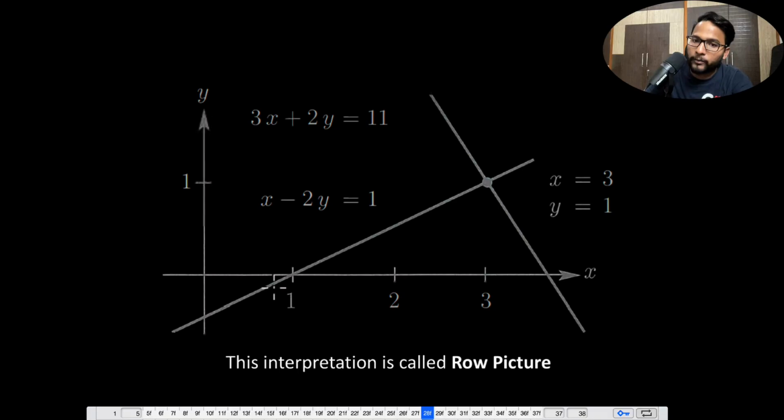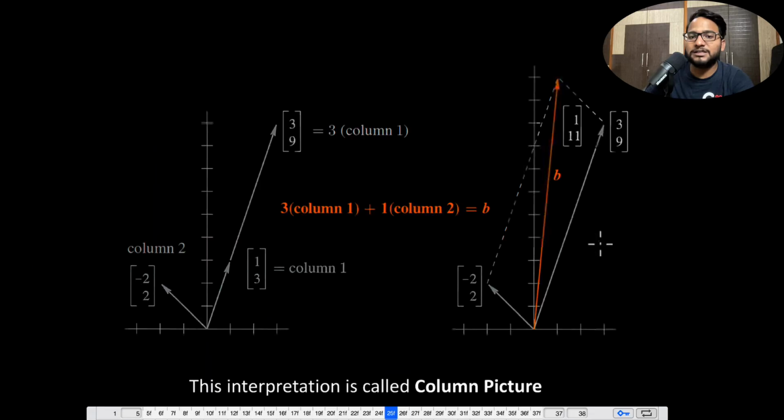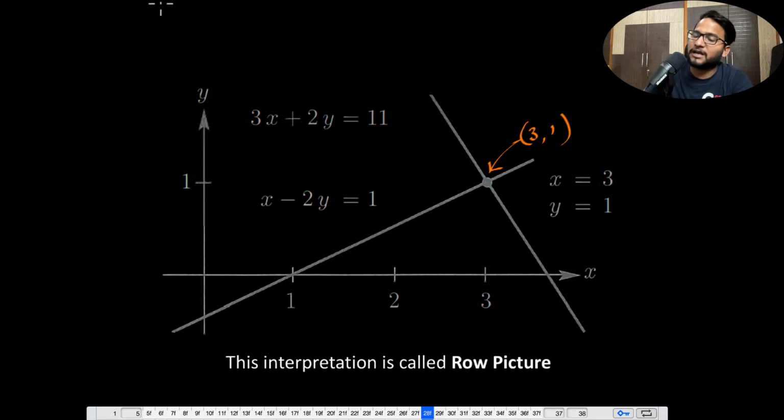I'm going to plot these two lines, and then finally the answer will be this intersection point. Earlier, if you remember, the answer was 3 and 1. Now also the answer is 3, 1. Whatever the earlier answer was, this is 3 and then 1. Here also the answer is the same. The answer won't change. It is just the way of interpretation.